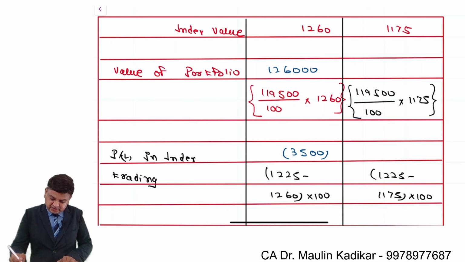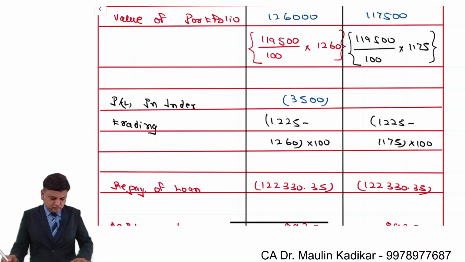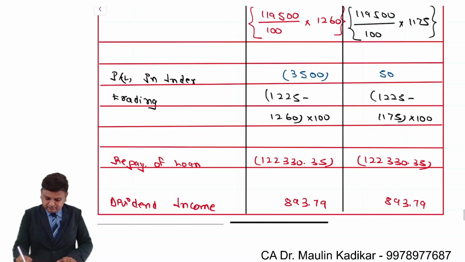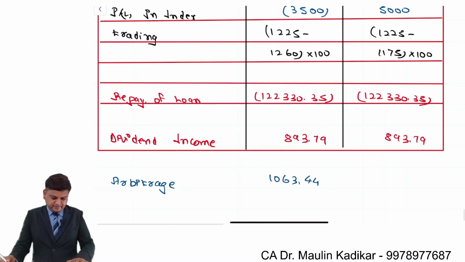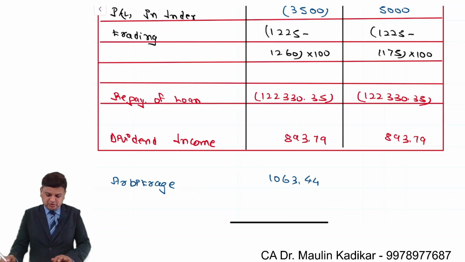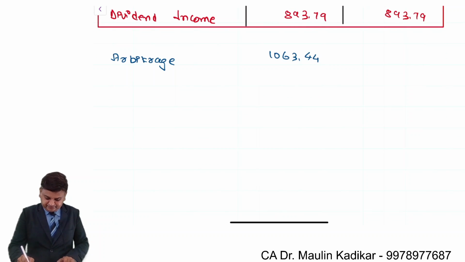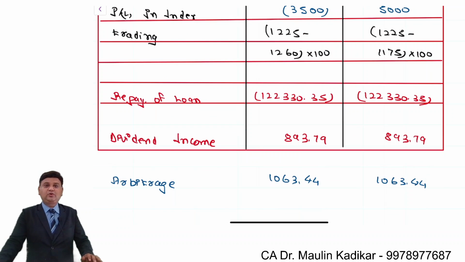Next, it is 1,17,500. 1225 minus 1175, that comes to 50, into 100. So it is 5,000. 1,17,500 plus 5,000 minus 122,330.35 plus 893.79. So same answer 1063.44. And I already have explained it to you how you can cross verify this value.